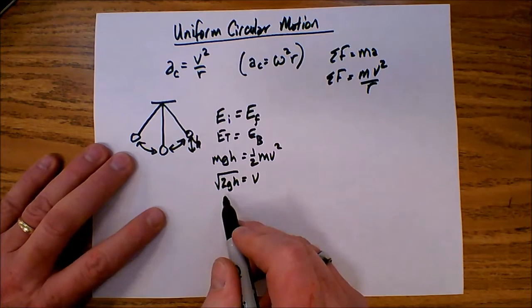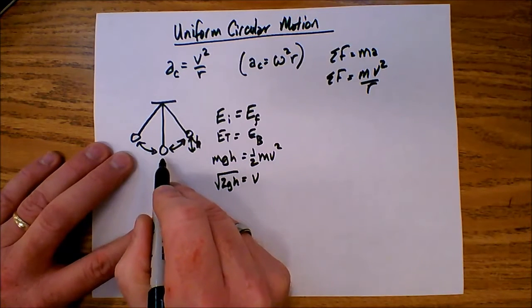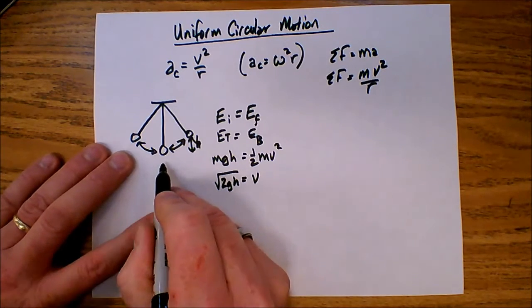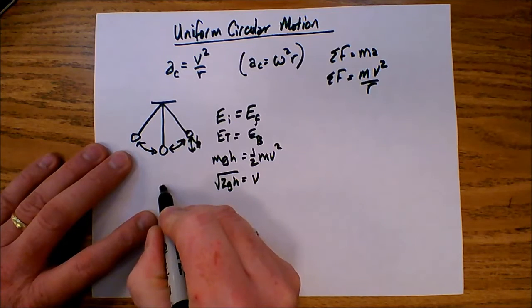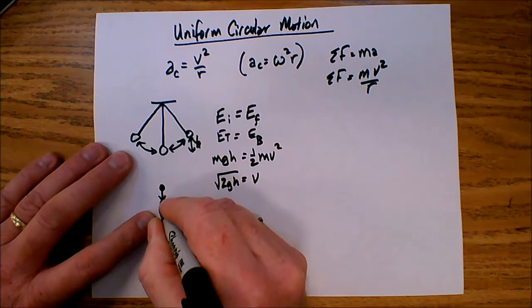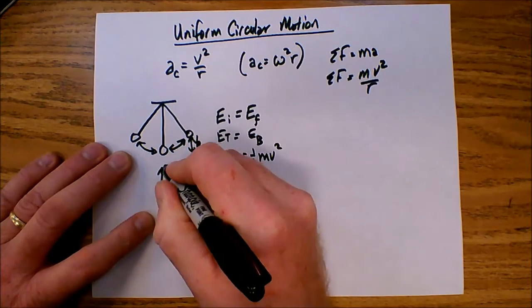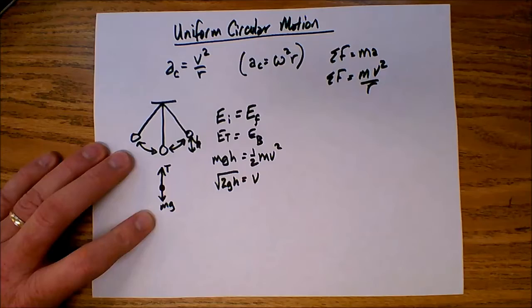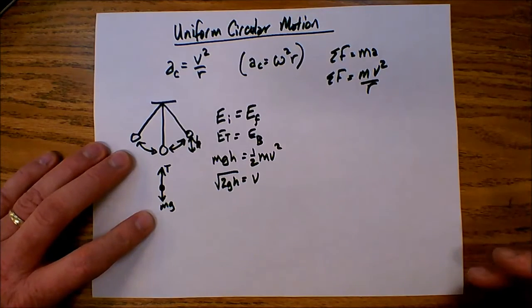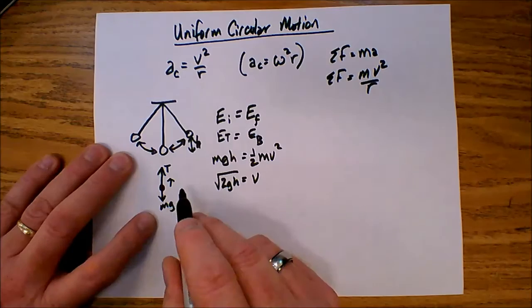Now, suppose a question said, what is the tension in the string when it's at the lowest point? We would begin by drawing a force diagram. Here at the lowest point, we know there's a force of gravity down equal to mg, and there is a tension force up. Because it's moving in a circular path, I know that it's accelerating towards the center, which means that the tension force has to be bigger than mg.